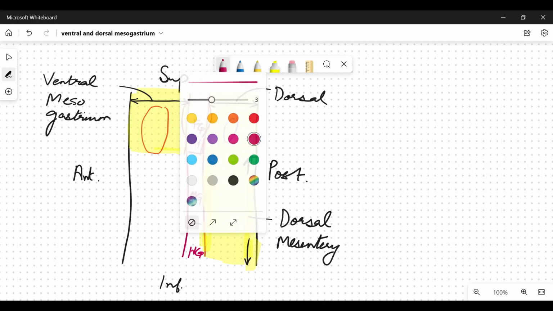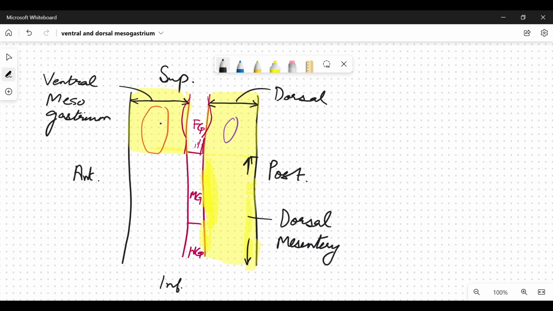So the development of the liver within the ventral mesogastrium is going to divide the ventral mesogastrium into two parts. Number one is the ventral part, and number two is the dorsal part of the ventral mesogastrium. Similarly, the development of the spleen within the dorsal mesogastrium is going to divide it into two parts, a ventral part, which is number 3, and a dorsal part, which is number 4. So, ventral and dorsal parts of the dorsal mesogastrium. We will cover them one by one.